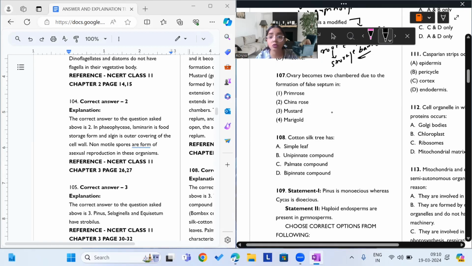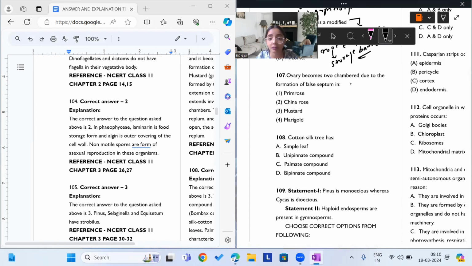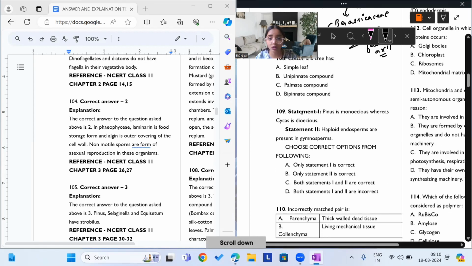What does it say? Ovary becomes two-chambered due to formation of false septum in mustard. This false septum is a characteristic feature of the Brassicaceae family, and it is formed from a structure called replum, which is a direct extension of the fruit axis. From the replum, a false septum is formed inside the ovary, which divides the ovary into two chambers. This is found in mustard. So the answer to question 107 is option 3.